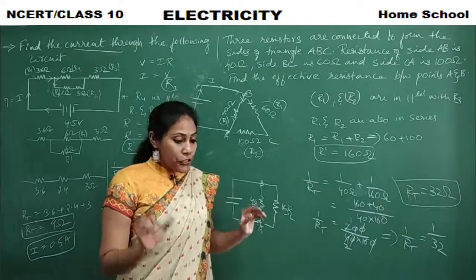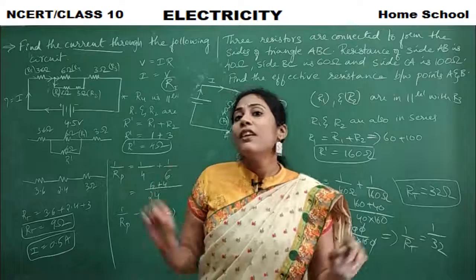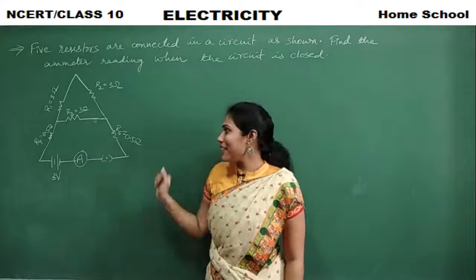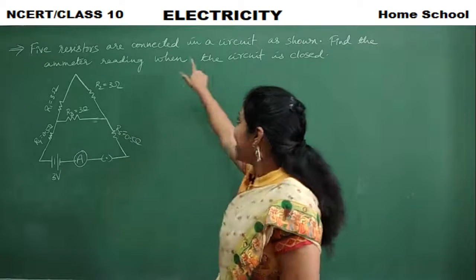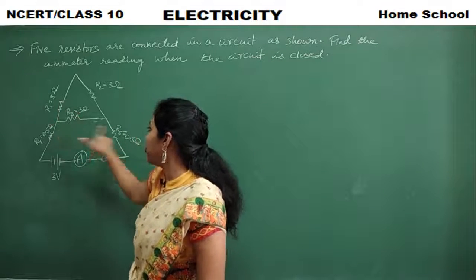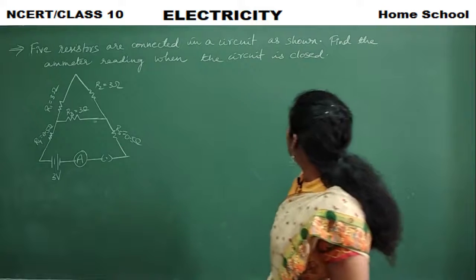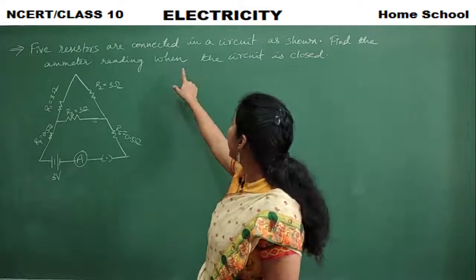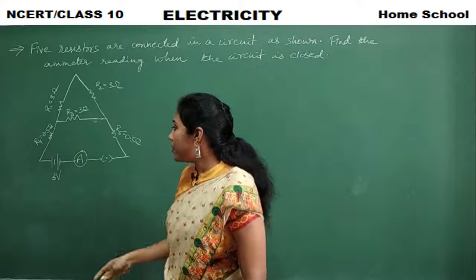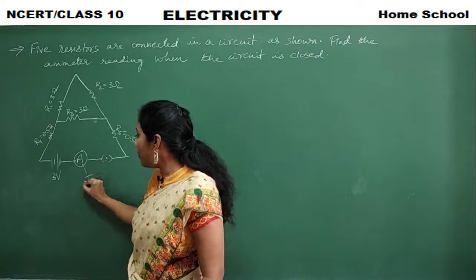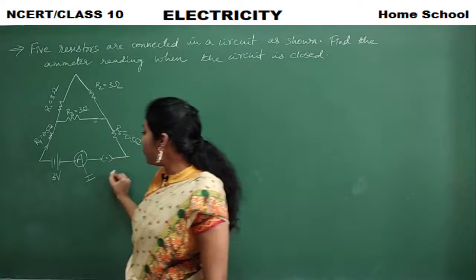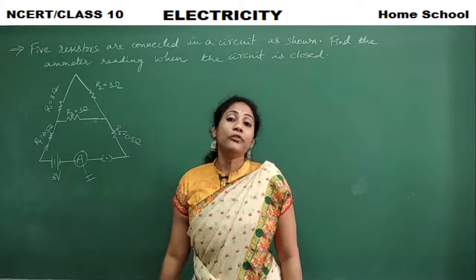So let us go for one more question on series and parallel type. Look at the question here. There's a circuit diagram given. 5 resistors are connected in a circuit as shown in the figure. 1, 2, 3, 4, 5 resistors are connected. What you have to find out is the ammeter reading when the circuit is closed. Switch is there, closed switch. So what does the ammeter measure? Ammeter always measures current, right? So you have to find out the current that is flowing in the circuit. Total current you have to find out.